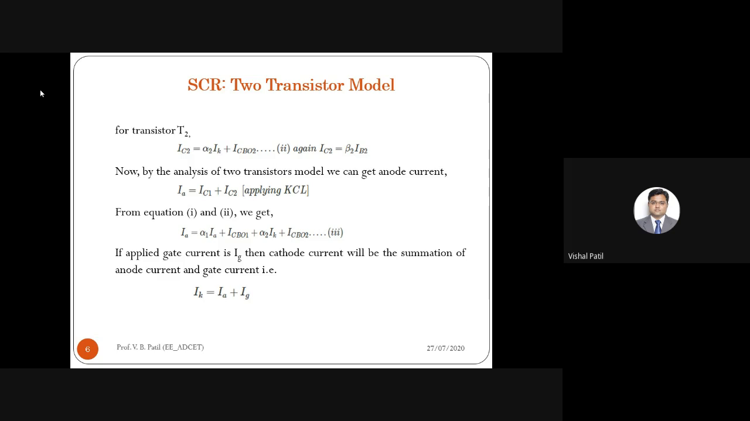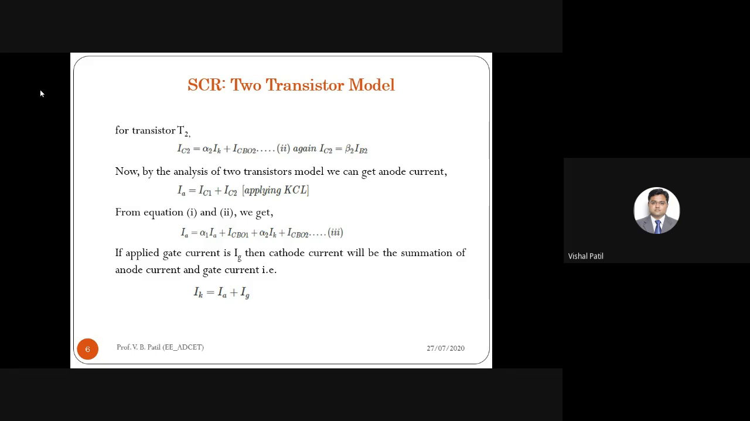Now these both collector currents will contribute to the anode current. By applying KCL, you can write anode current is the summation of the collector currents of both the transistors, that is IC1 plus IC2, equals IA. I want the relation of IA with the current gain. Now I can write the expression for IC1 and for IC2 in that equation. So IA is equal to alpha 1 IA plus ICBO1, this is IC1, plus alpha 2 IK plus ICBO2, this is IC2.